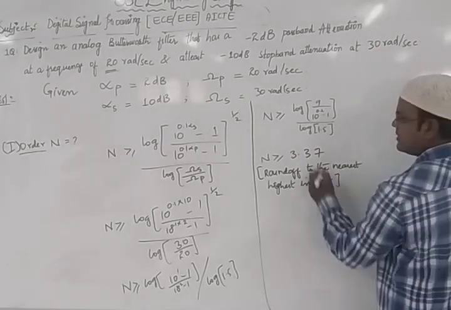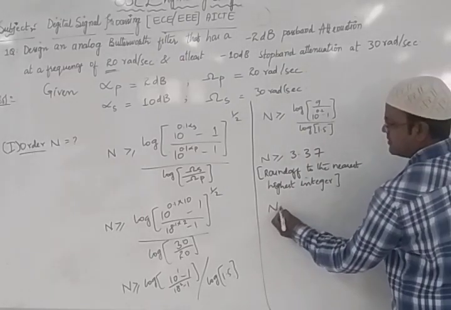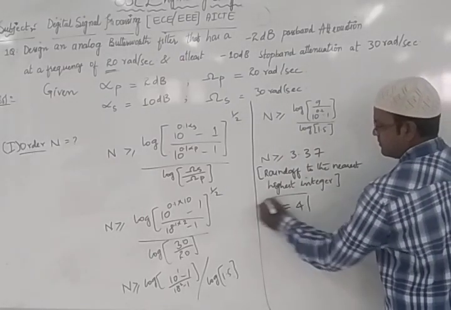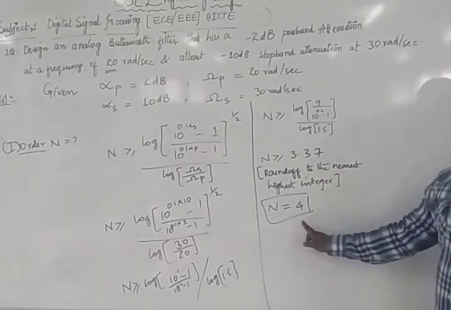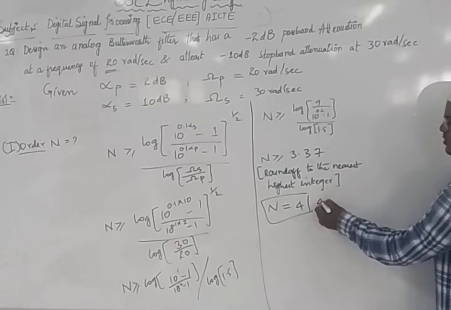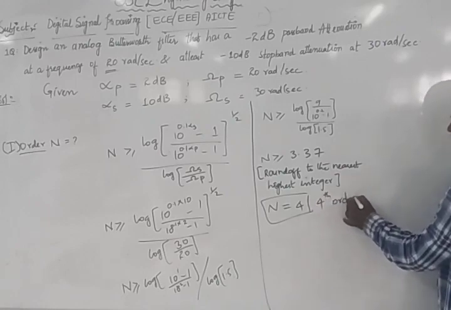So what is our nearest highest integer for this? I'll get n is equals to 4. I can put the 4 because it's 3.37, and greater than 3.37 would be 4. So this is which order? It's nothing but fourth order. So we found the order now.